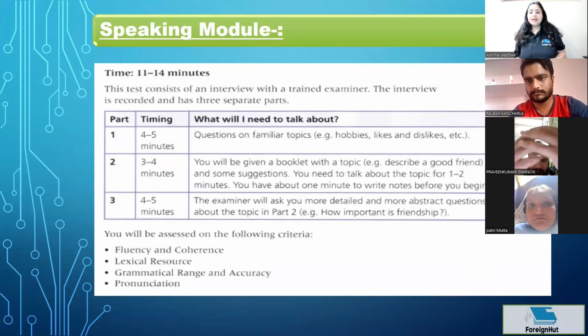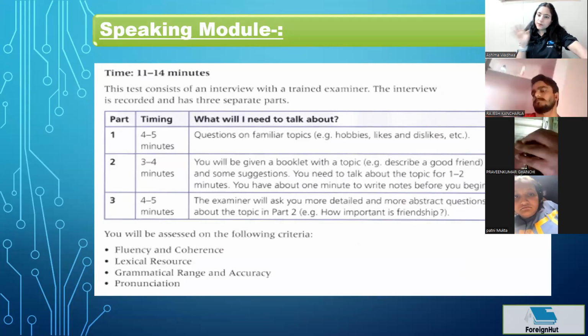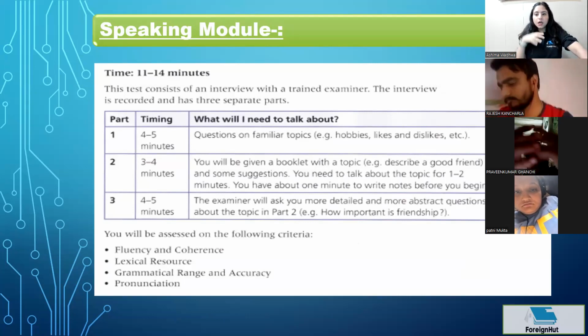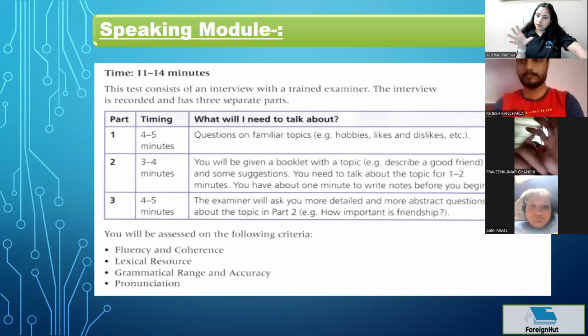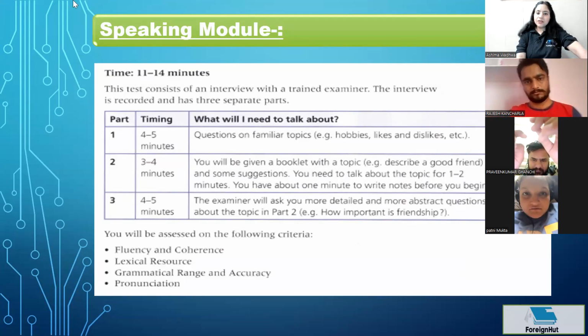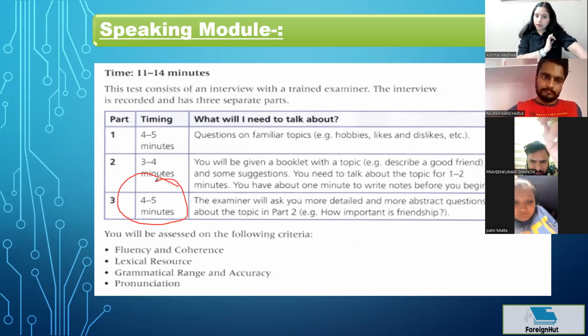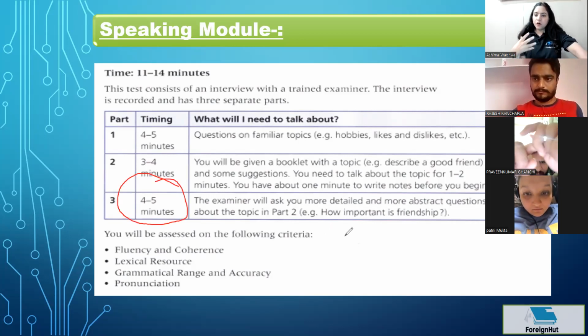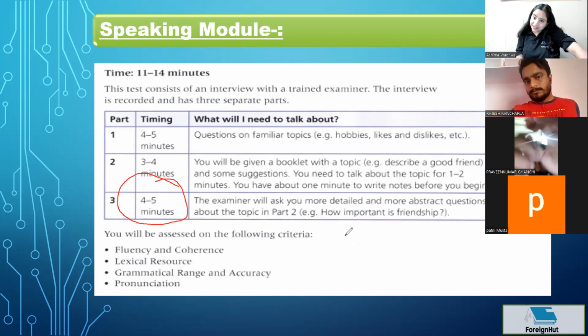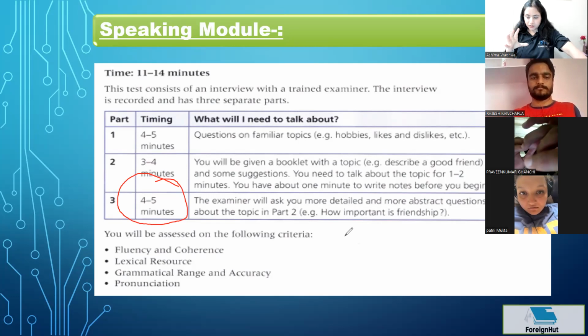Okay. The third is cue card. A topic will be given to you and you have to speak on that topic for 2 minutes. Okay, and the preparation time will be 1 minute. Okay, and the last one is follow-ups. In the follow-ups, the questions related to the cue card that has been asked to you will be asked to you.